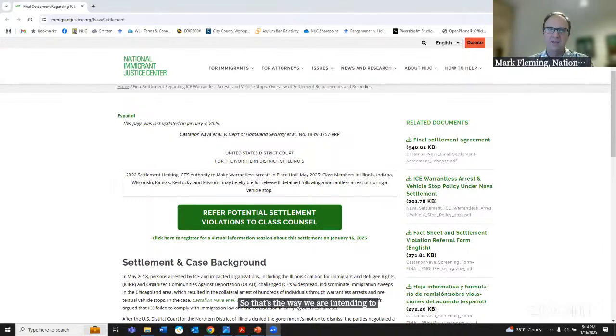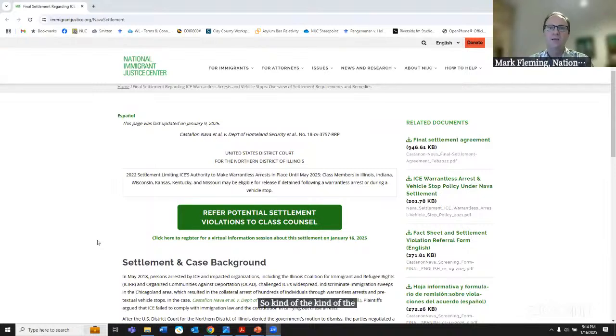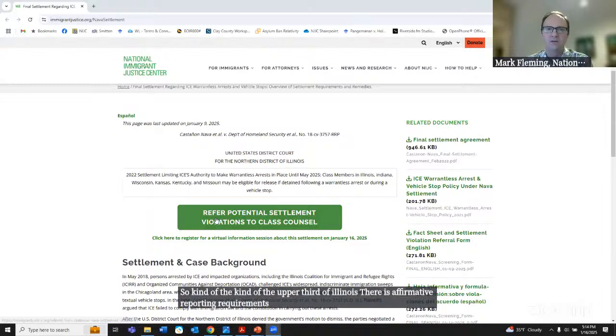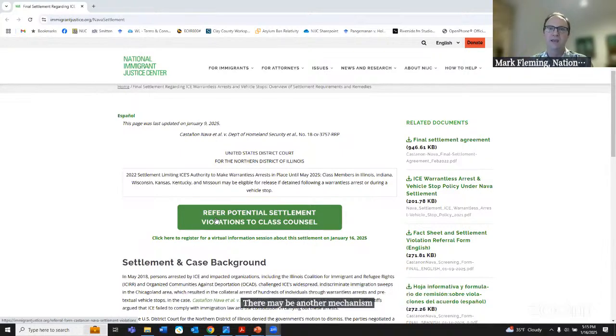I will flag that under the settlement, as to individuals that live in the Chicagoland area, so kind of the upper third of Illinois, there are affirmative reporting requirements under the policy, and I can get into separately why it's only that portion. But in any event, as to people that may get arrested in the Chicagoland area, there may be another mechanism by which we can expeditiously get the I-213.